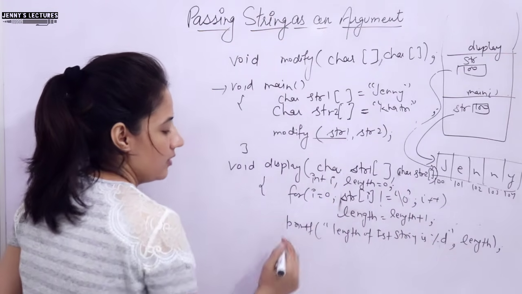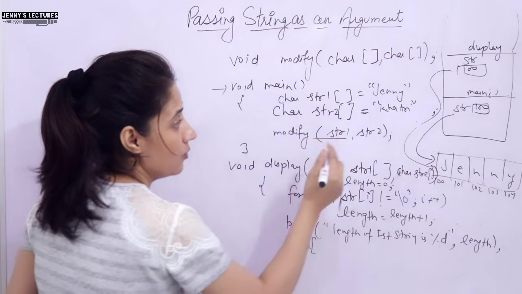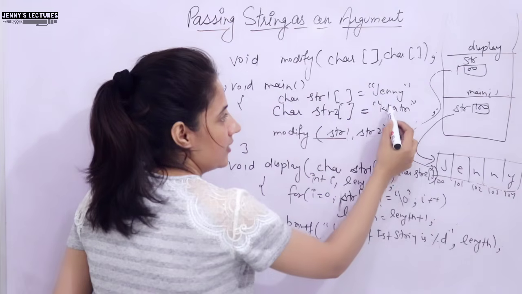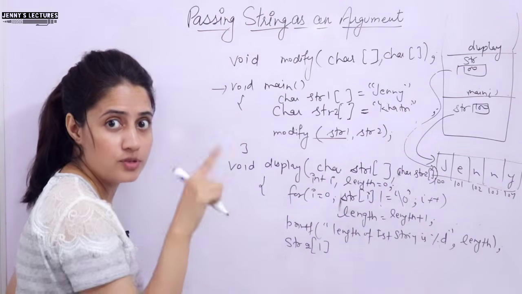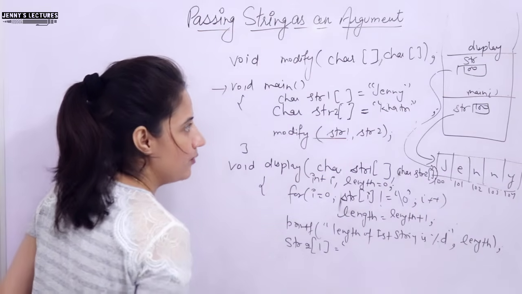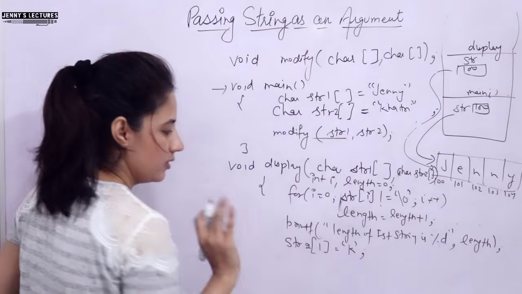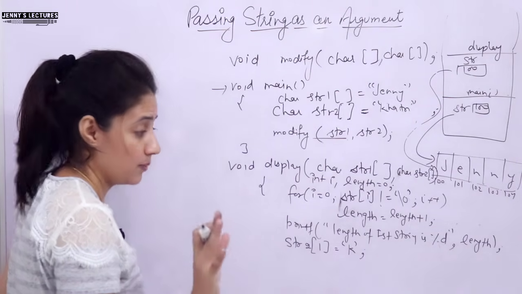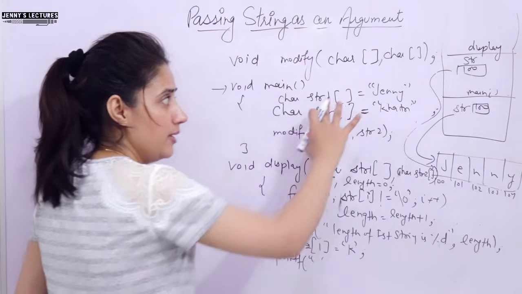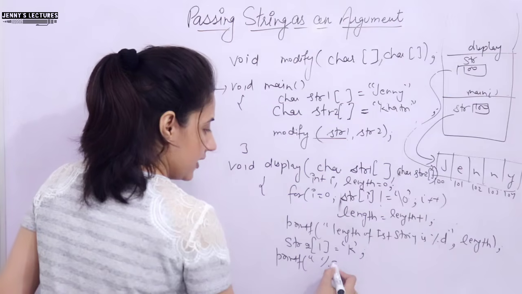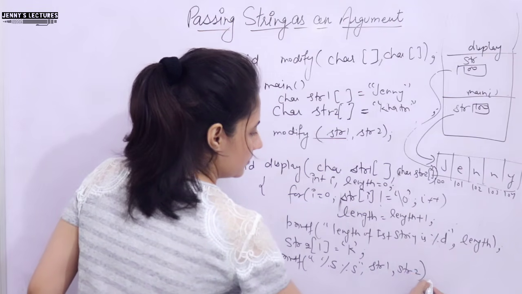And for the second string I want to modify, so str2, and suppose I want to modify this character, the second character. The second would be at index 1, since the index starts from 0. So at 1, what character do I want to replace this with? Again K. So just write K, either small or capital, it's up to you, right? And here simply printf, you can print both the strings also, %s, str1 comma str2.